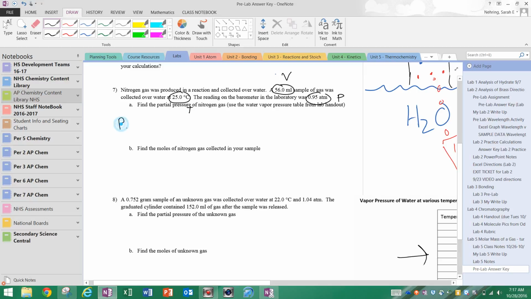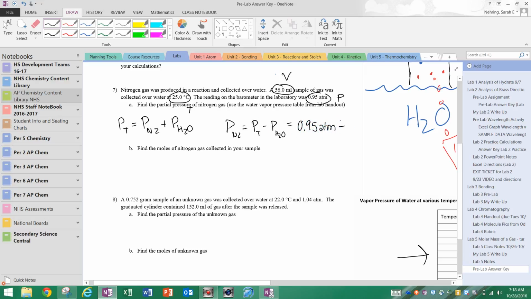So just like in our lab, the total pressure is going to be the sum of the pressures of your gases. In this case, the gases are nitrogen and water. So anytime you collect a sample over water, you have to take into account this vapor pressure of water. So to find the pressure of just nitrogen, I'm going to take my total pressure and subtract the vapor pressure of water. My total pressure is 0.95 atmospheres.